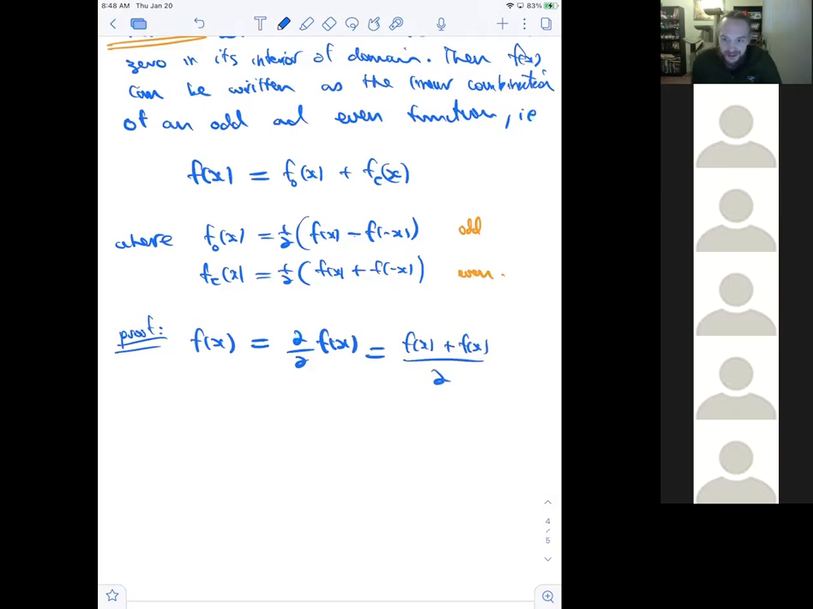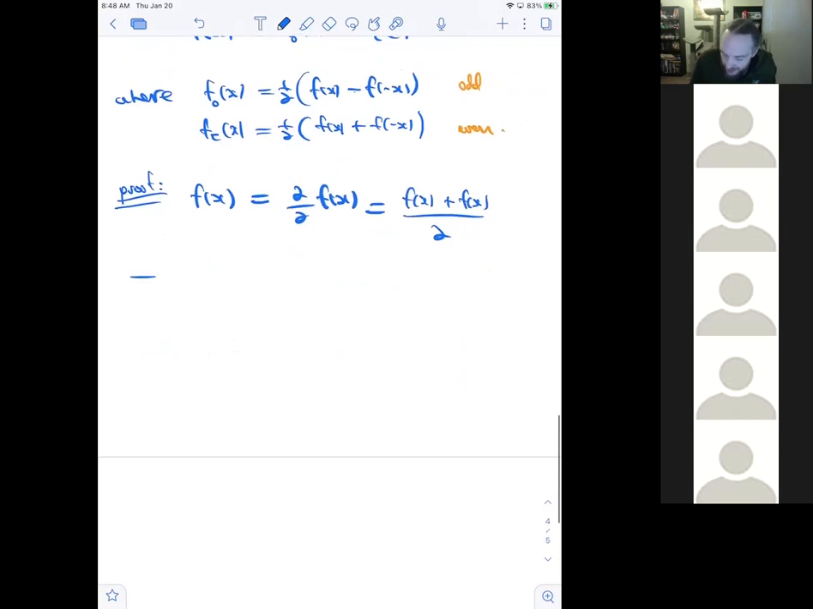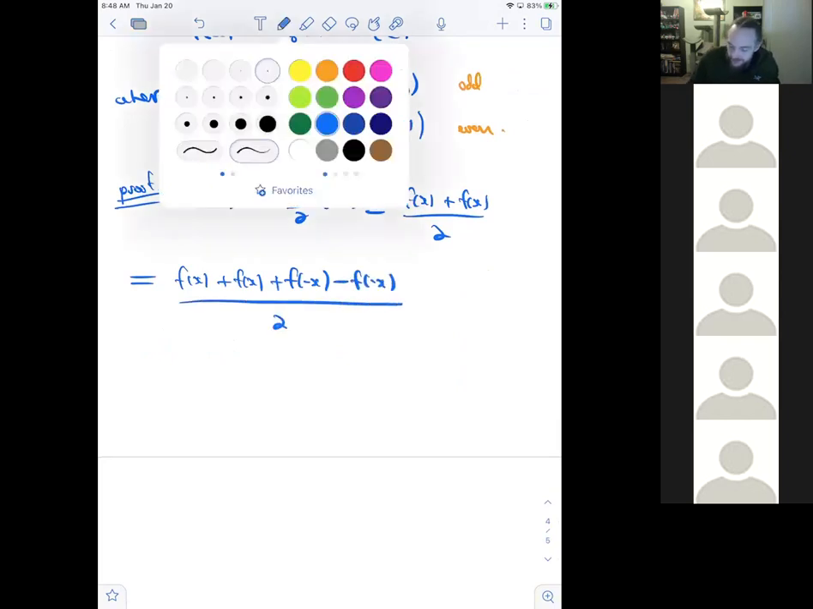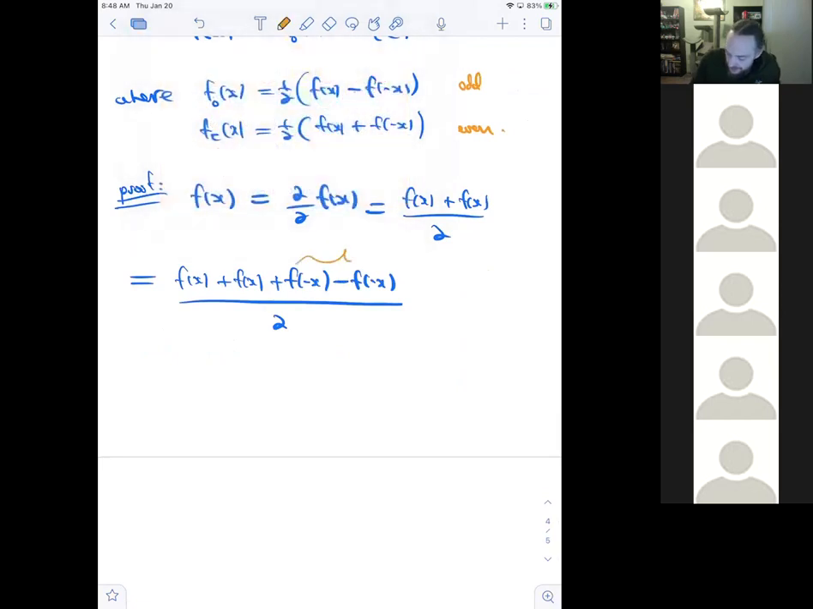That was clever too. All I did was say, well, 2 of them is f of x plus f of x. I'm trying to create these even and odd functions. So now what do I do? On the top, this equals f of x plus f of x. I need f of negative x, and then I'm going to subtract it. This is 0. This is 1. So now I've added 0, which doesn't change anything.